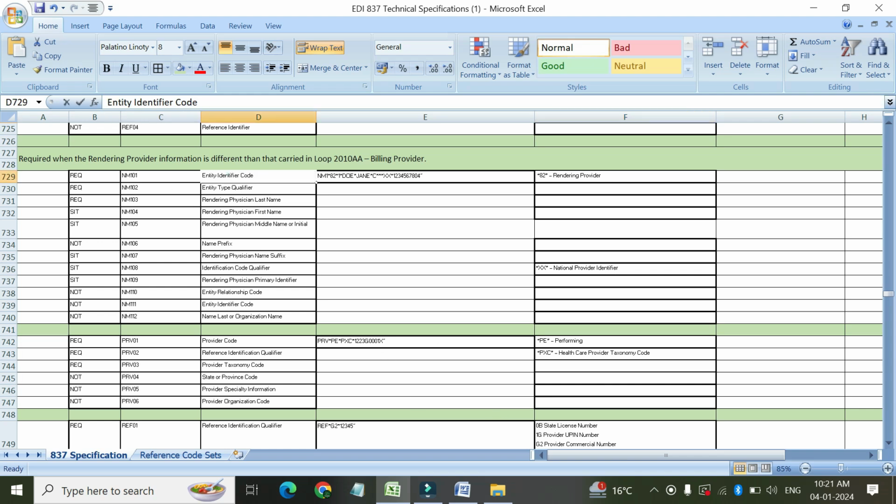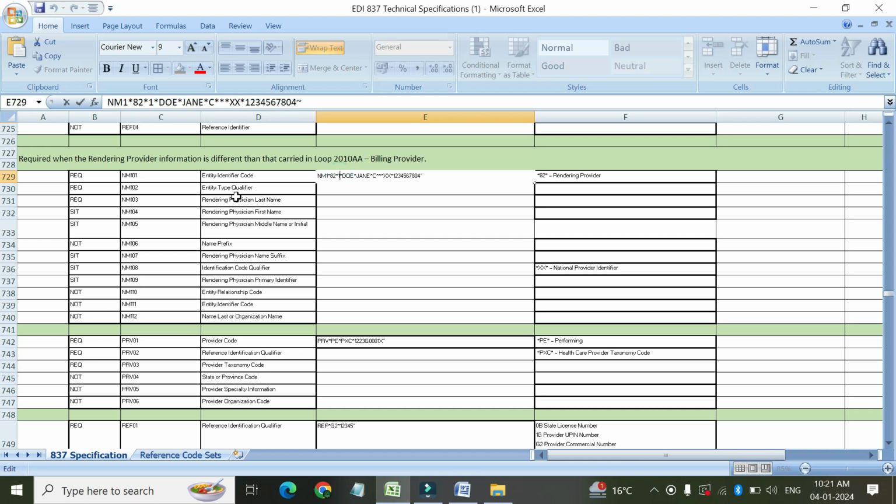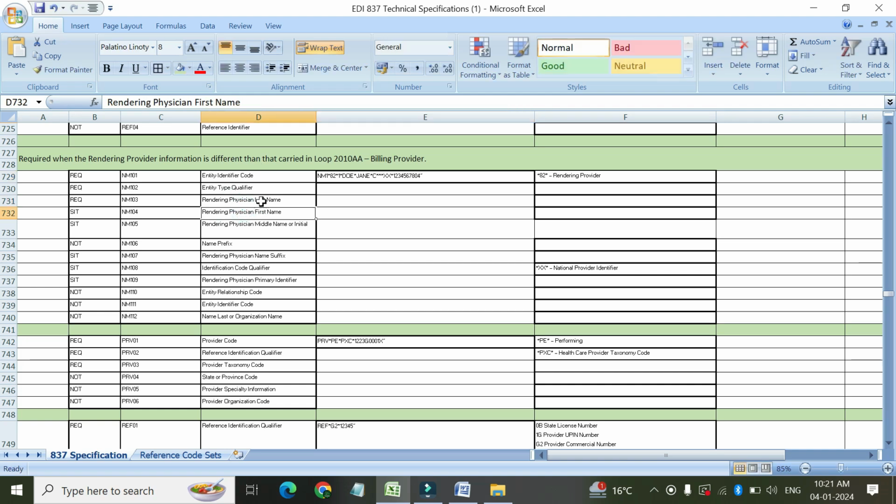So again, NM1 segment, the qualifier for rendering provider is 82, and all the other elements are the same. Entity type qualifier, one for person, two for non-person. So in this case it's a person. Obviously any provider who's treating you has to be a person. Last name, first name, again the same elements are repeated, so I won't repeat it again. NM108, again this is a provider, so their unique identifier is going to be National Provider Identifier, and the 8th element will have XX, which shows that the 9th element is the National Provider Identifier.